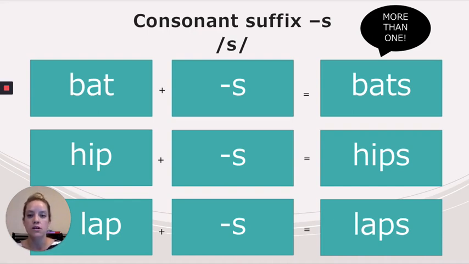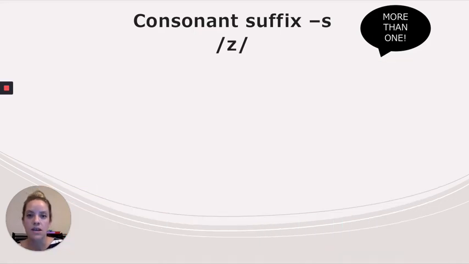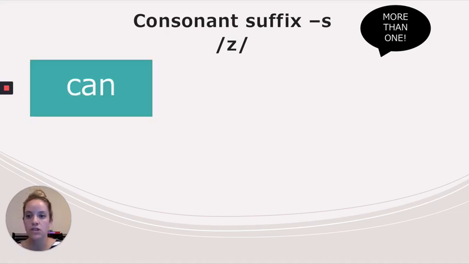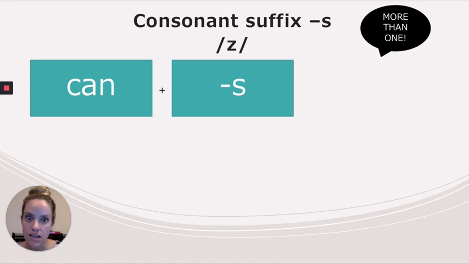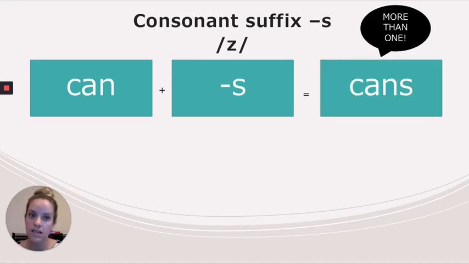So now we're going to talk about consonant suffix S, but that makes the Z sound. Okay, it sounds like a Z. This still means more than one. The first example I have for you is can. So if I drank 1 can of soda a day, that wouldn't be too bad, still not great for you. But if I add consonant suffix S and I had multiple cans of soda today, that would be very bad. Okay, it could mean 2 cans, but it could mean 10 cans. Either way, it's not good for you. Okay, so cans kind of sounds like a Z, right? It's actually an S.